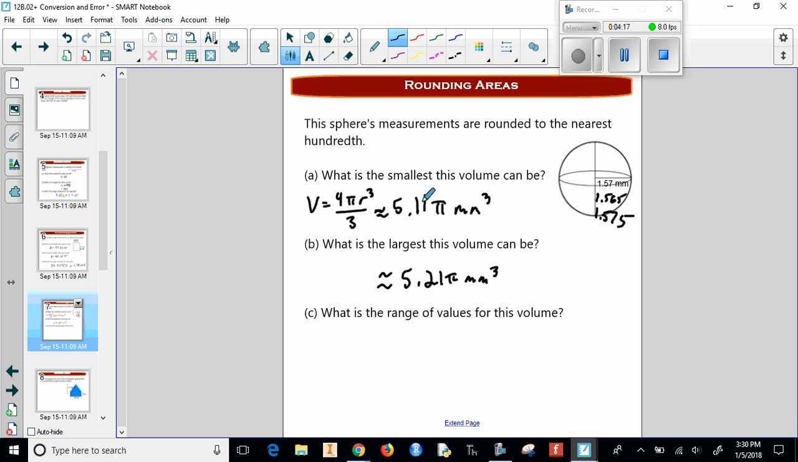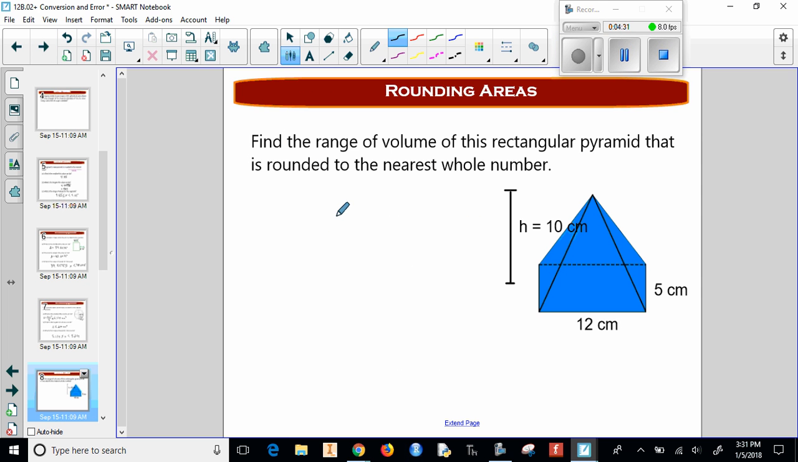So what is the range of values? From here to here. There you go. Now let's try one more. Find the range of values if these were rounded to the nearest whole number.